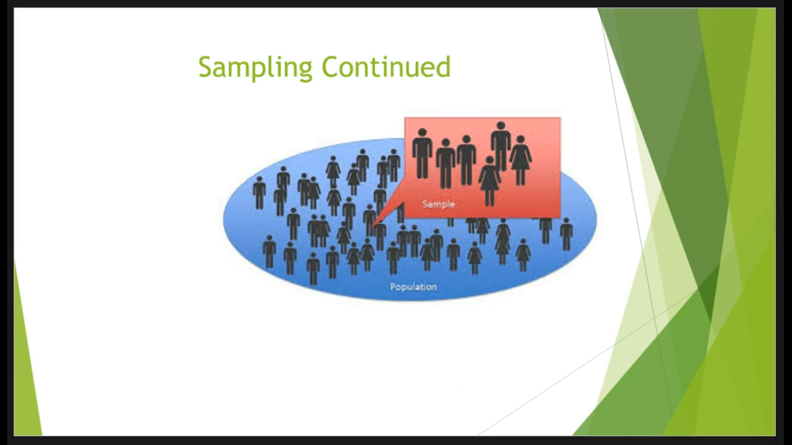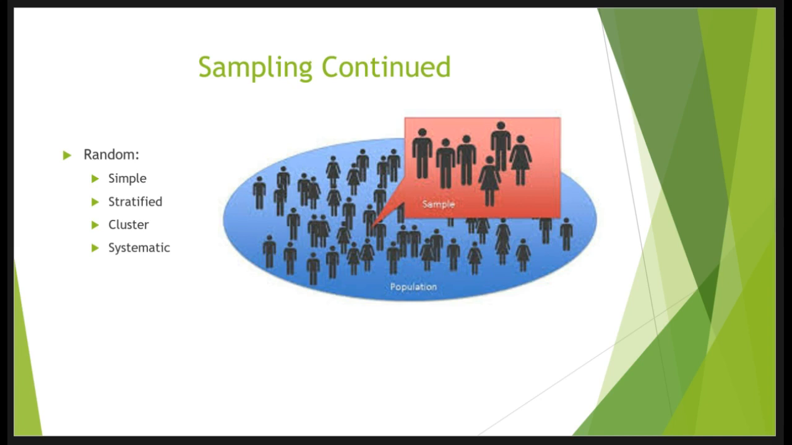So how do we make sure that our sample is representative of our population? There are several different ways. First, our goal is to have random sampling. There are four main kinds of random sampling. First is simple random sampling.